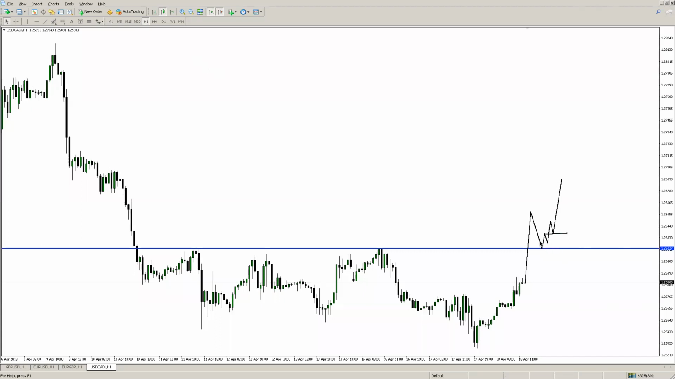All right, so I wouldn't enter until I have this pattern form. So a low, high, higher low, then a higher high. I would enter on this higher low, which would be the retest of this. So that's how I would go long this.